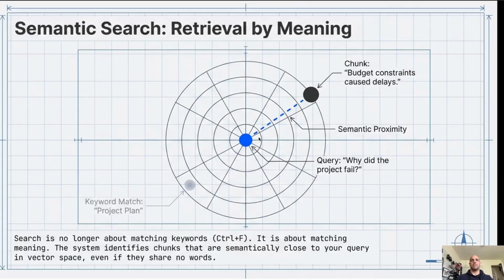So this is just a visualization of what that semantic meaning looks like rather than keyword matching. So in this example, the question is, why did the project fail? And most keyword searches are going to look for information that revolves around the project plan. Whereas when you chunk and vector the information, the AI system is looking at the meaning behind the text. And so the chunk with budget constraint caused delays, the AI model is able to reason through that and help come up with an answer that's more grounded in the sources you're providing.